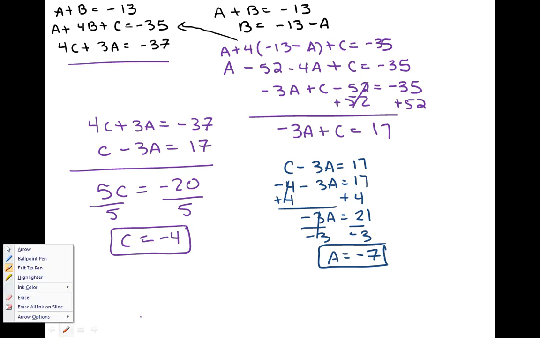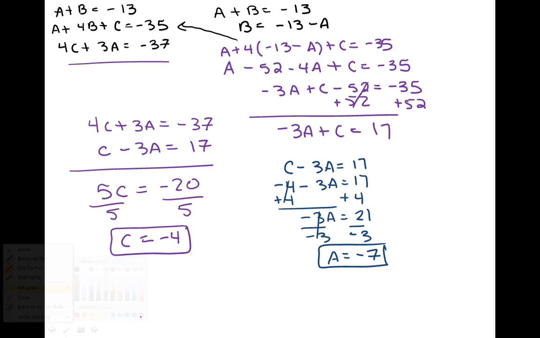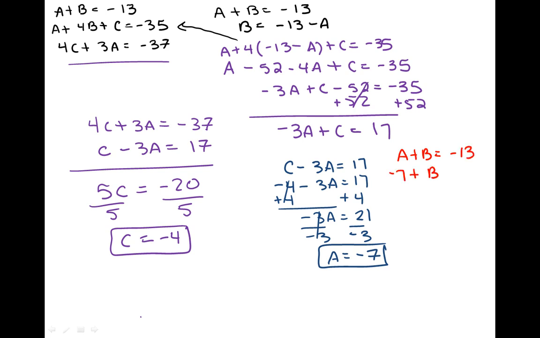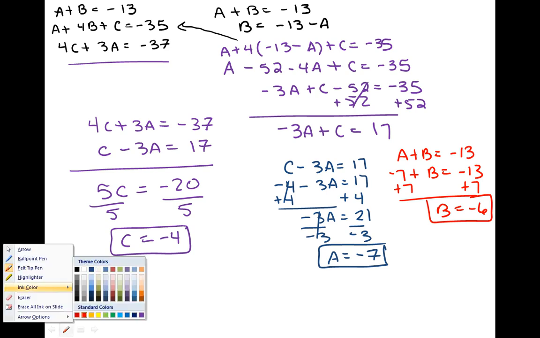And we know that a plus b equals negative 13. Negative 7 plus b equals negative 13. Add 7 to both sides. So b is equal to negative 6. All right, so let's go ahead and rewrite this.